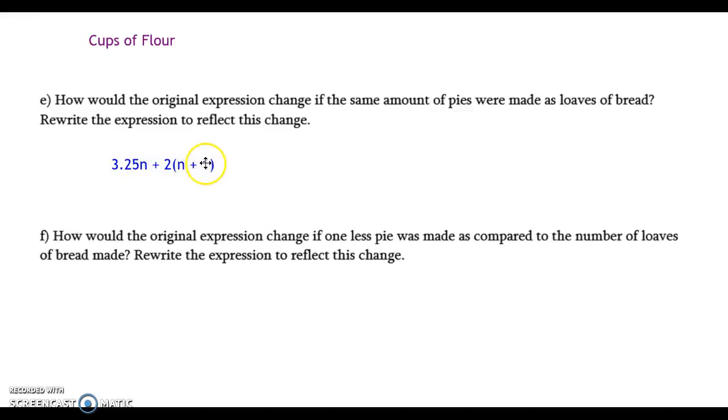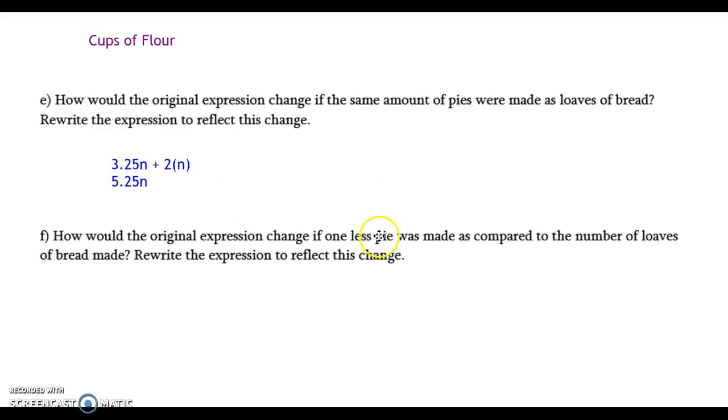So if this was the original expression, we need to rewrite it to reflect the change. All we need to do is delete the plus 1. So 3.25n plus 2n. It does not ask us to simplify, but if it did ask us to simplify, we would write it as 5.25n.